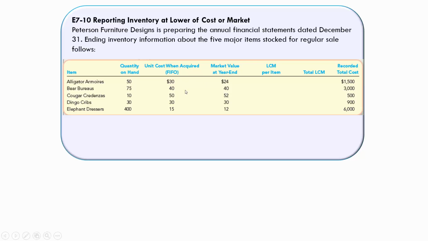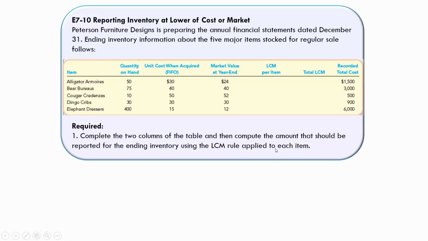The second one, no issue. The third one, the market price is actually higher than what we paid for it. We don't do anything about that one. This one, same values, no issue. But on the last one, the elephant dressers, we find that our value, if we were to buy it today, would be 12. We paid 15. So the ones where we have the problem will be the first one and the last one. And it's because the market value for those is less than what we paid originally. Those are the only two items where we have a problem.